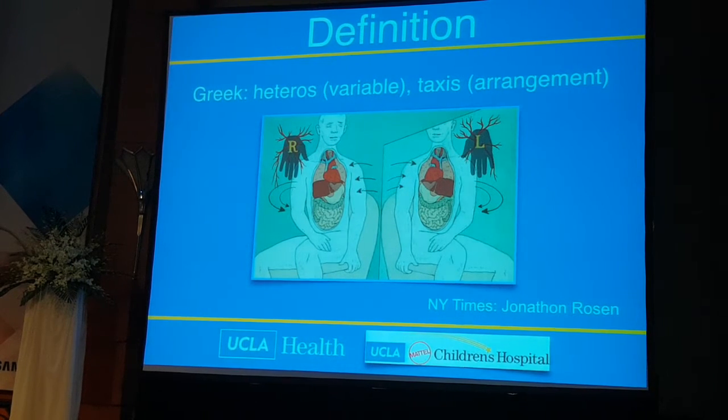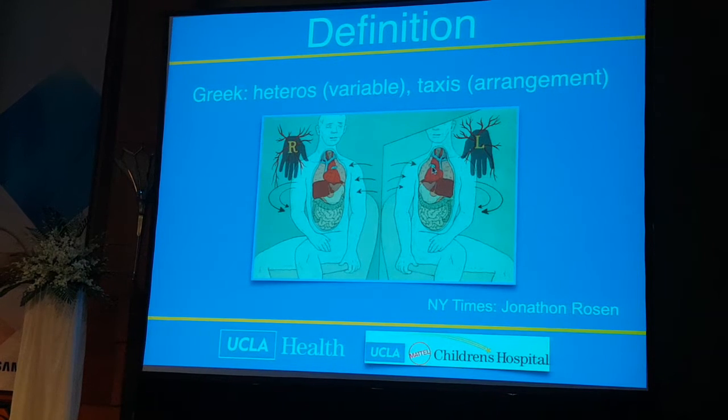So, what is the definition of heterotaxy? Heterotaxy comes from the Greek. Heteros means variable, and taxis means arrangement. So, a variable arrangement of structures that have right-left asymmetry. This is a nice little picture that appeared in the New York Times, showing some of the abnormalities below the diaphragm and above the diaphragm that we see with heterotaxy.